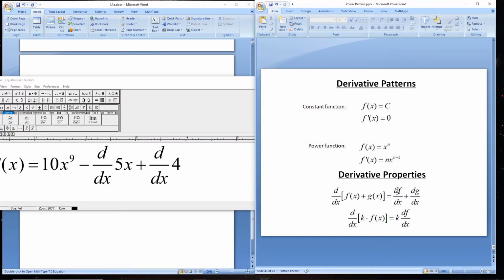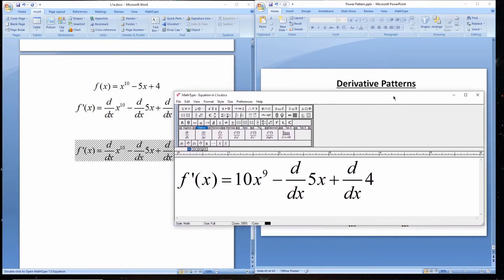And these are our two properties we have so far. We'll talk about more in the next videos. The derivative distributes, and any constants that are factors we can pull out of the derivative. And these both come from the limit. These are also properties of the limit.